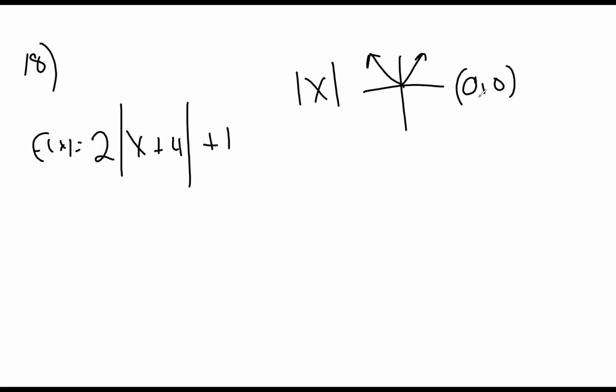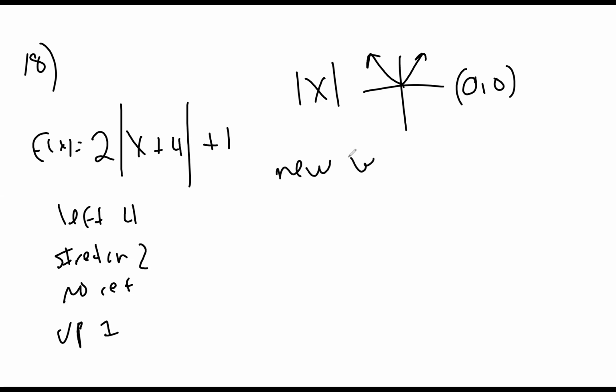And so now I'm ready. And so I'm going to look at this and I'm going to say, okay, left or right? Left. How many? Left 4. Okay, left 4. And then the next question is stretch or compress? Stretch 2. Perfect. The next question, any x or y axis reflections? No. So no reflections, okay. And then lastly, up or down? Up 1.